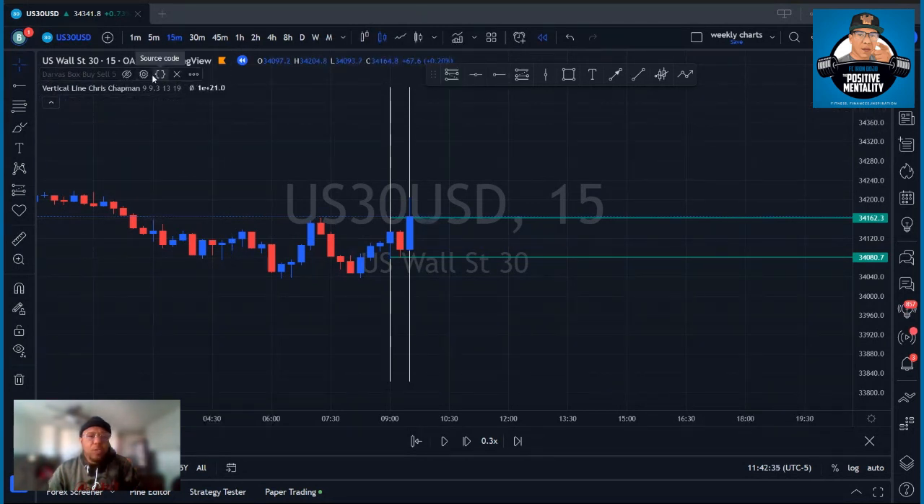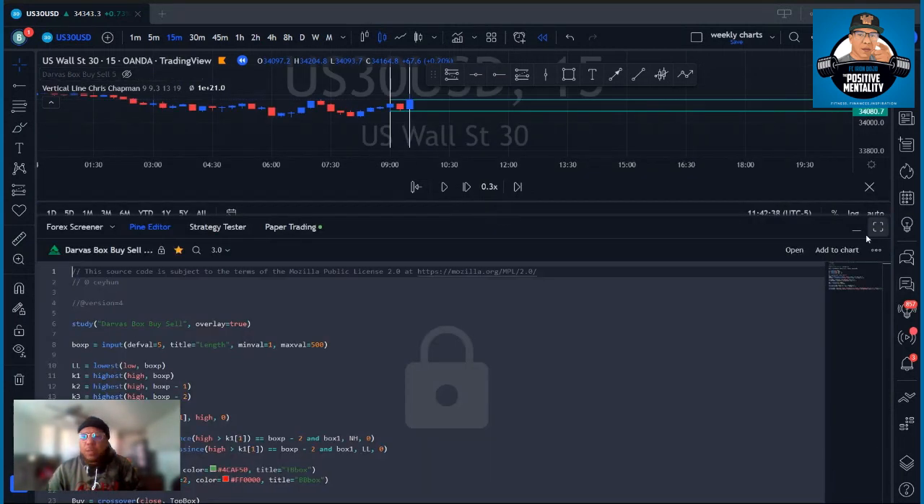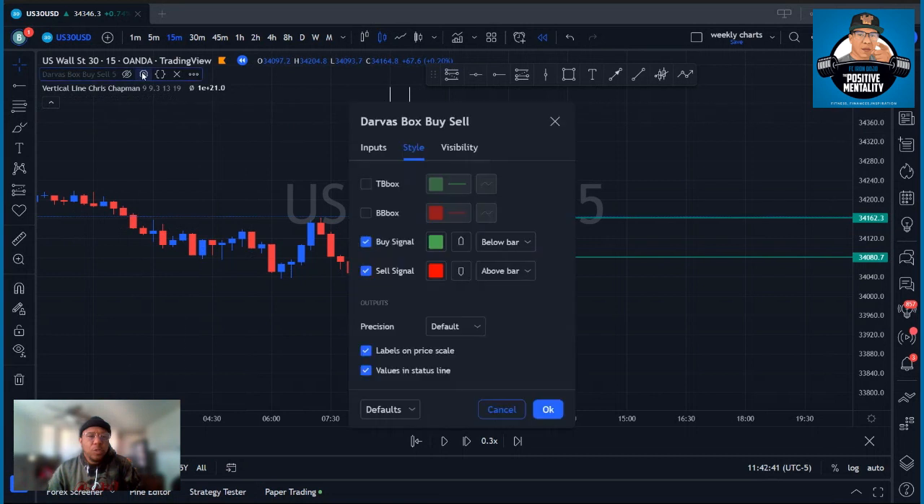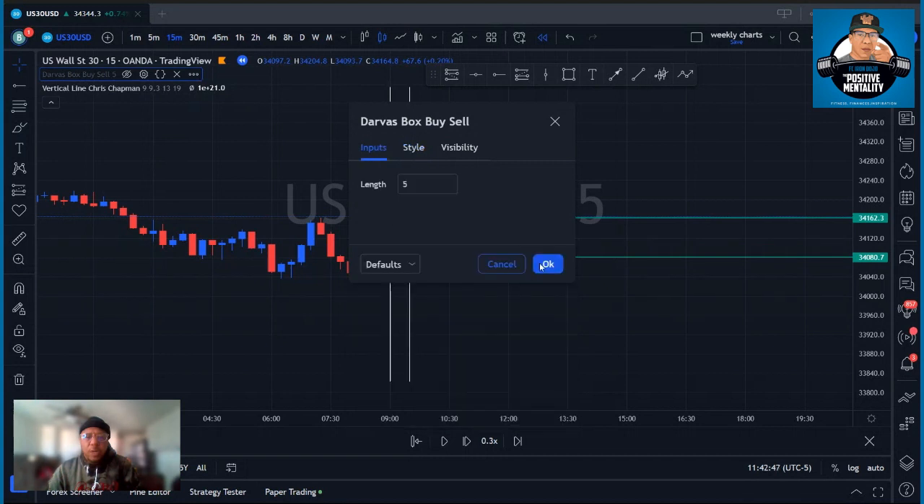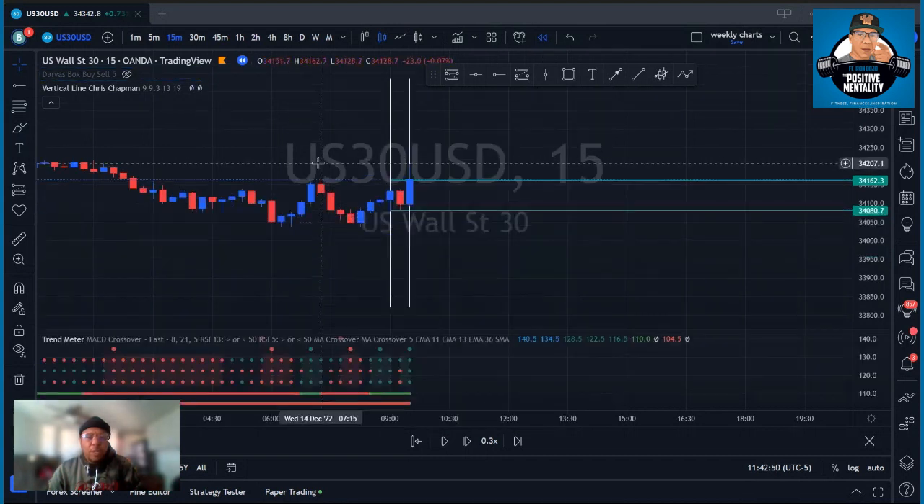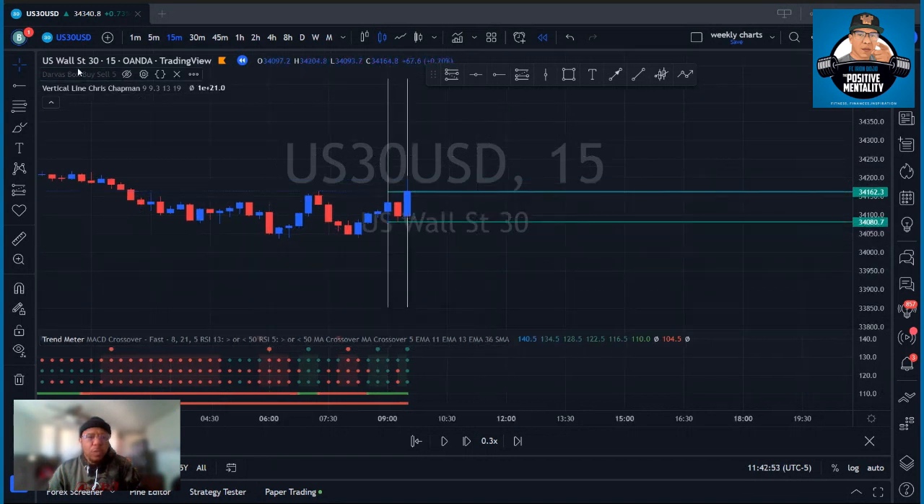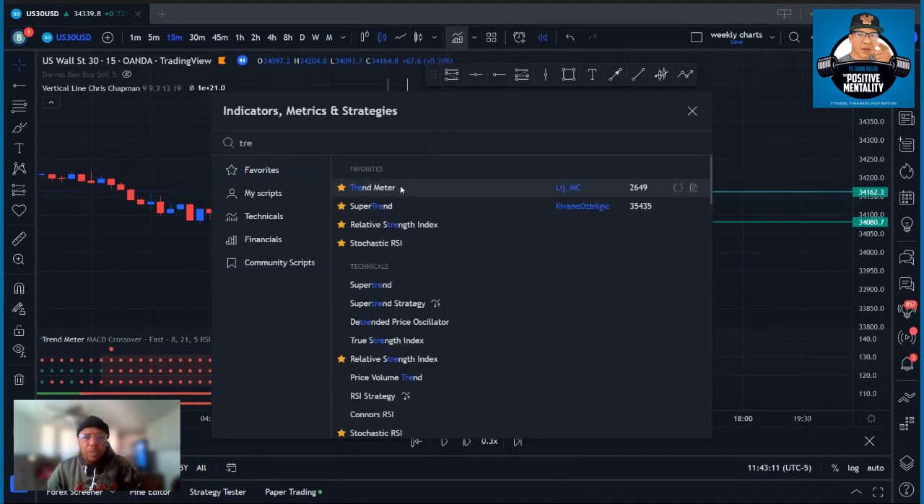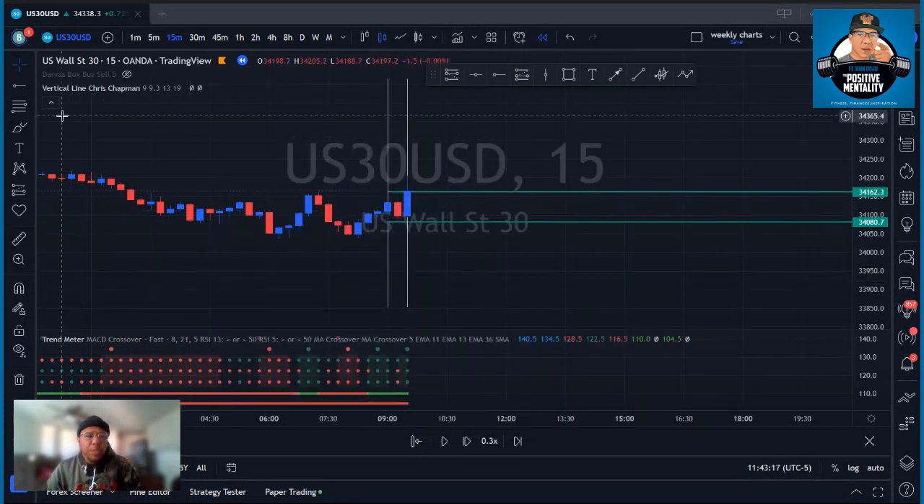This one I also use too. I also use the Darvis box, so I look at the buy and sell signal. You don't need these two. Then keep the length at 5, and I also use the trend meter. So I use the vertical lines to mark it off, which auto populates by itself, and then I use the trend meter, like I said, and then the Darvis box. For the trend meter, let me go over here so you can see it. Trend meter by LIJMC. And so this is basically what I do every single day.